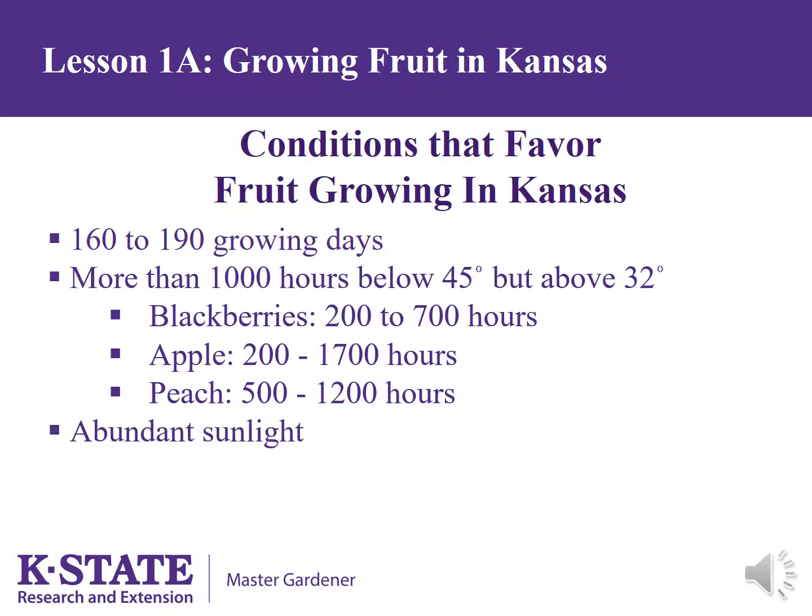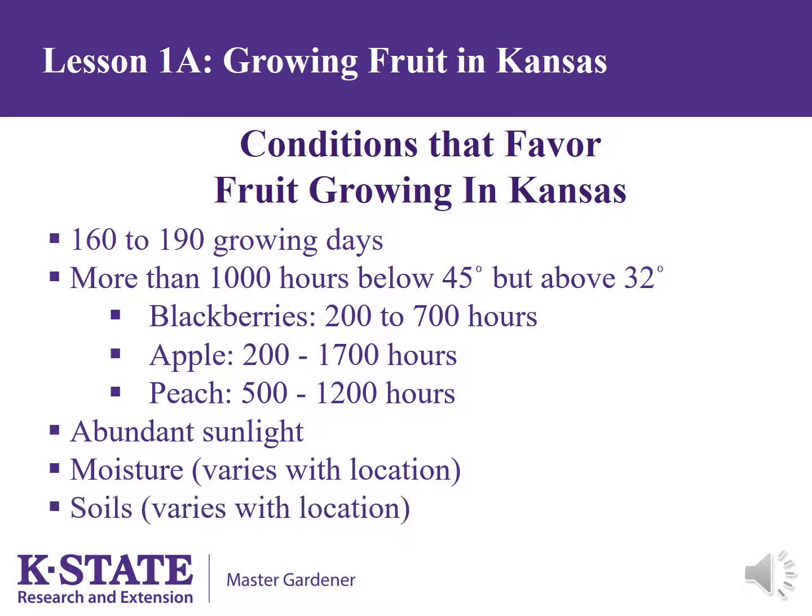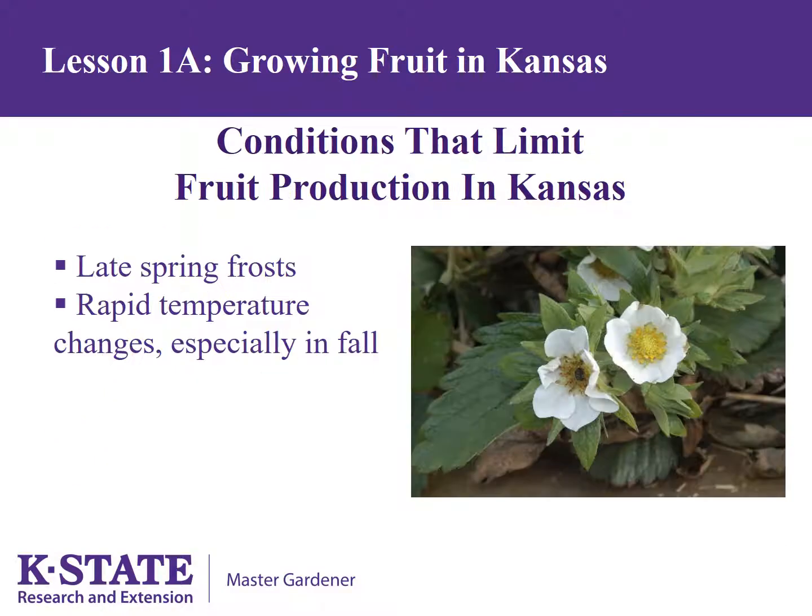Kansas is also blessed with abundant sunlight, which provides energy for fruit plants. Sunlight is what powers our plants and is needed for good growth and sugar production to produce fruit that is sweet. Moisture also varies with location, but most areas will need available irrigation. Soils vary, but can be modified for fruit growing.